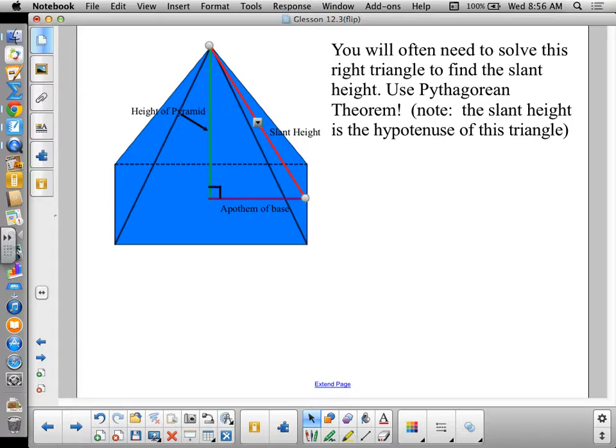We've got the slant height of the pyramid indicated here in red, and the apothem of the base, because the base is a regular polygon, it has an apothem. In this case, it's a square base. That apothem is just half the side of the square, so it's really simple. We have the height and the apothem, and those three together form a right triangle, where the slant height is the hypotenuse of the triangle. So oftentimes we find ourselves having to solve that right triangle in order to find the slant height. Sometimes we're given the slant height. That's really easy. But a lot of times we aren't, and we have to figure that out.